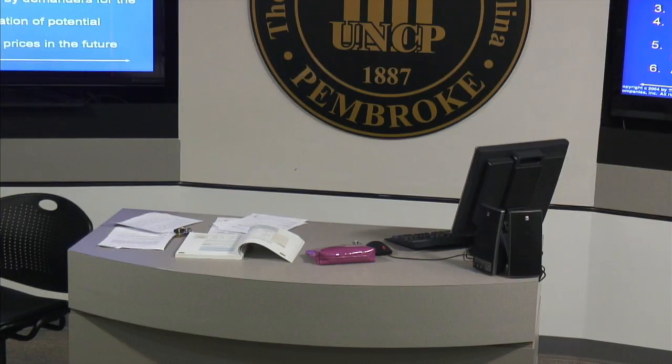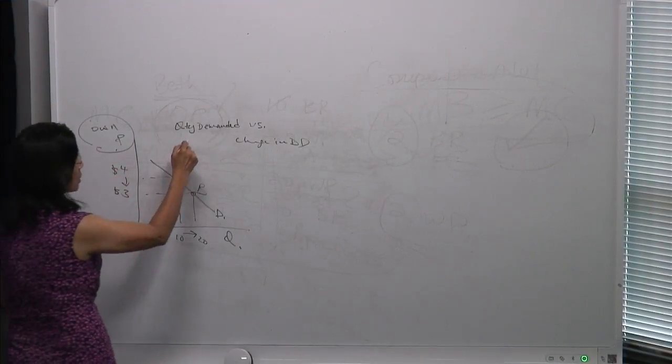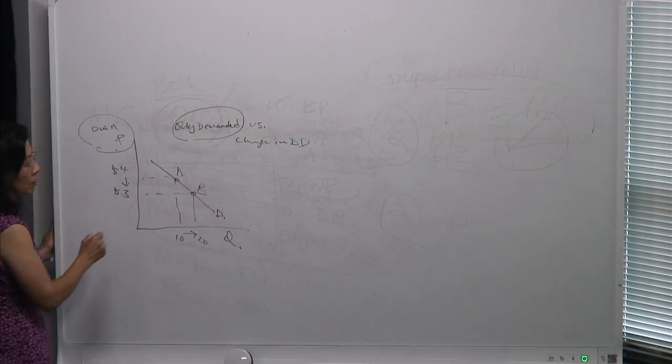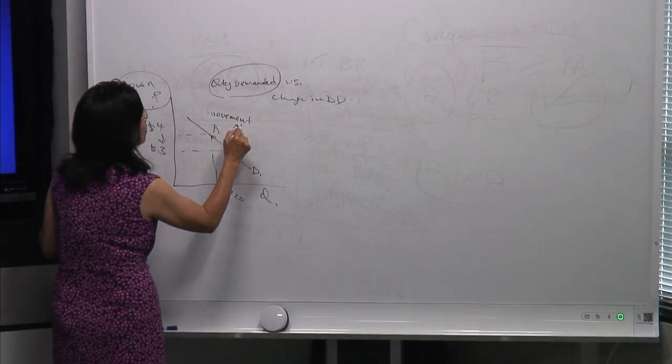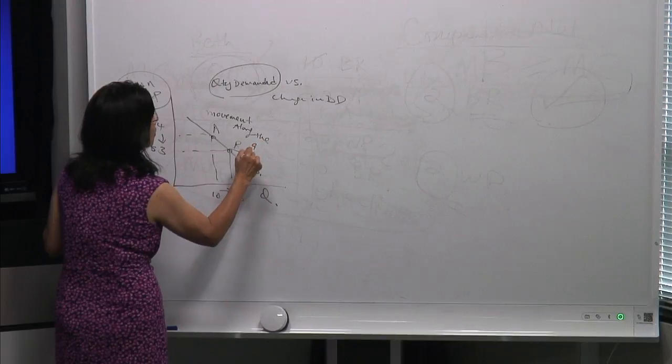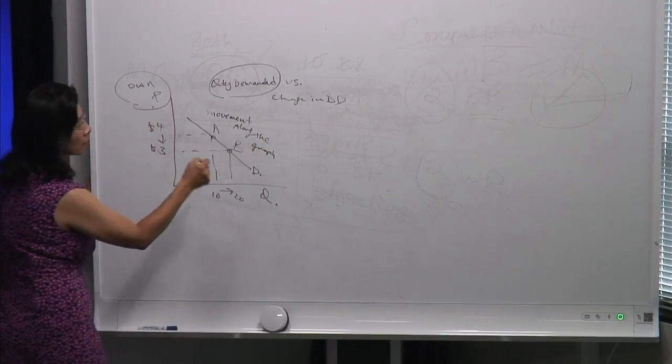From point A to this point B, so this might be 10, this might be 20, okay? Now, when we're saying this, we're using the term quantity demanded. So this is called movement along the graph. Write this down. In this case, it's the demand curve.